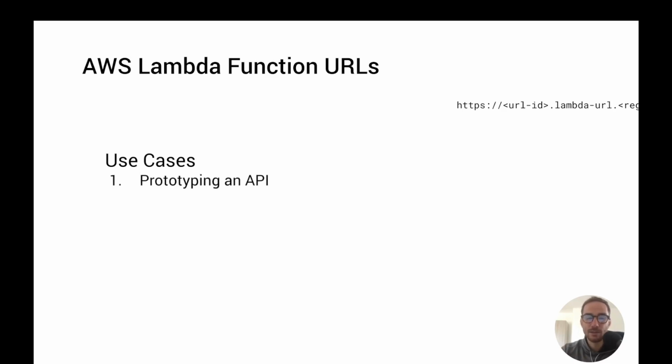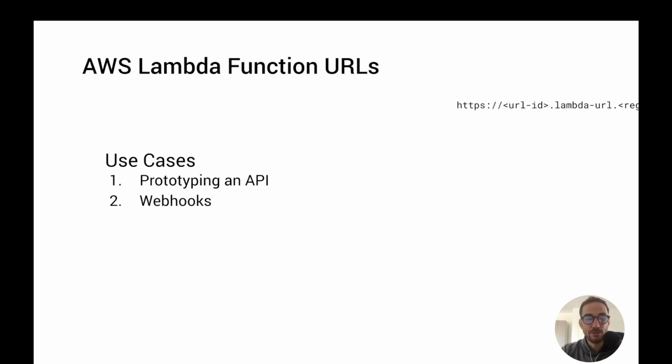If you are at an early stage of a project, you have to just do the prototype of your API. You just want to try out your function very quickly without creating an API Gateway, deploying the stage and all the process you have to do with API Gateway. You just check a box and you have your public URL accessible from everywhere and you can test your API.